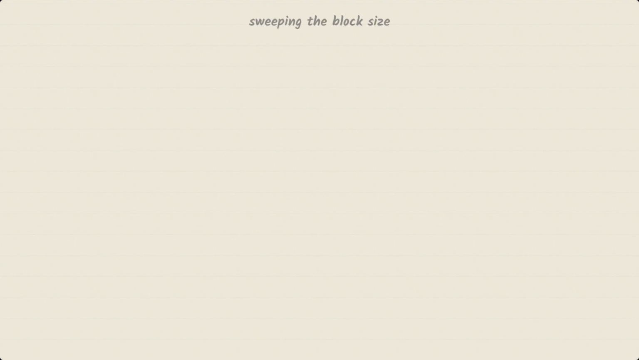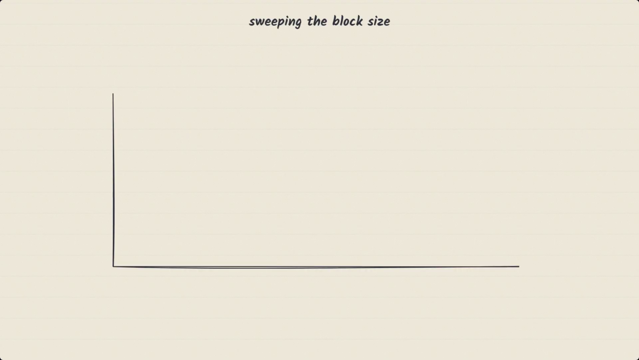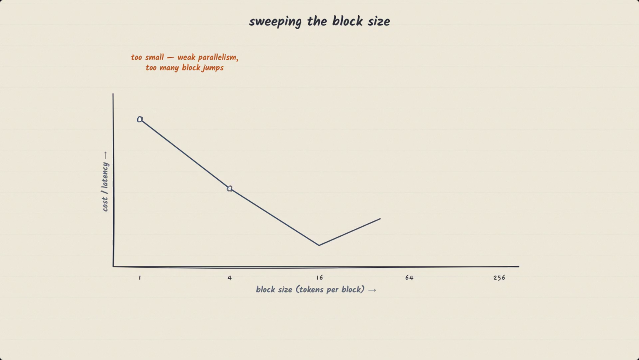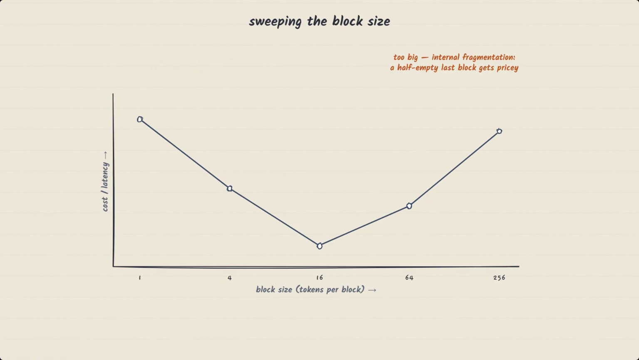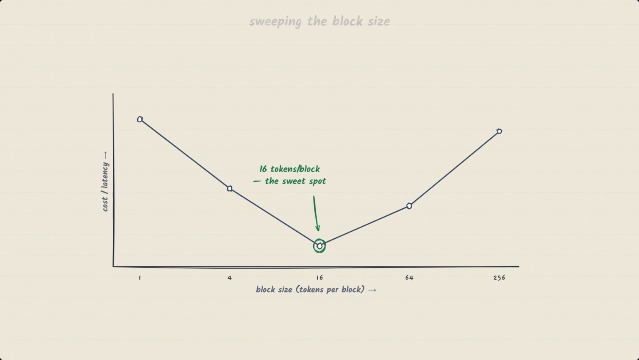Now the ablations that pin down the design. Block size first. Too small, and the kernel can't process enough tokens in parallel per block, so it underuses the GPU and pays too many between block jumps. Too big, and internal fragmentation creeps back. That half-empty final block gets expensive when a block is huge. Sweep it, and the sweet spot in their experiments lands at 16 tokens per block. Enough contiguity for the hardware, little enough waste to keep utilization high.